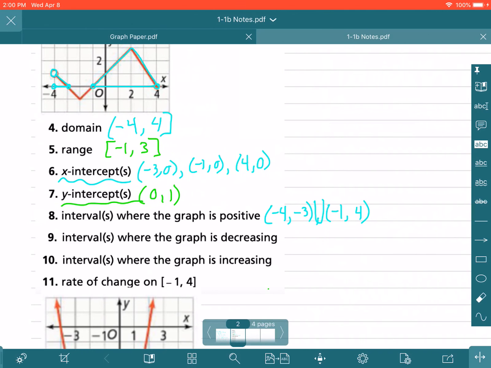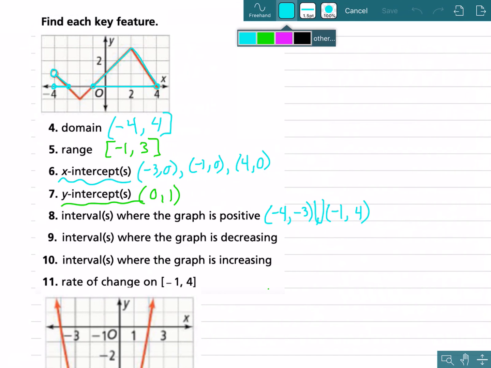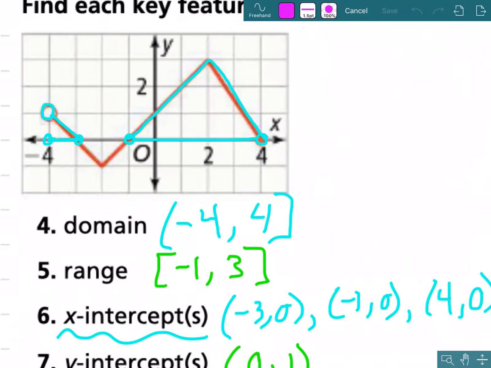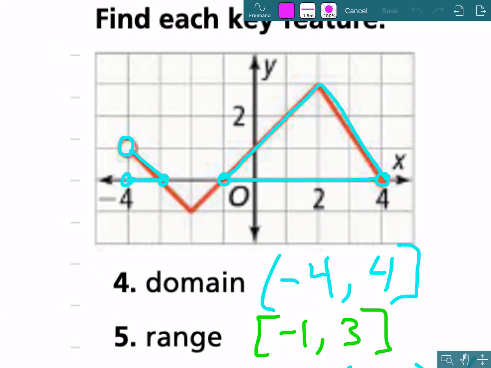So for the interval where the graph is decreasing, now we're taking a look at slope. Okay, so I want to take a look. Where is my slope going down? If I start to investigate again, my graph from left to right is going down. It looks like on this interval right here.